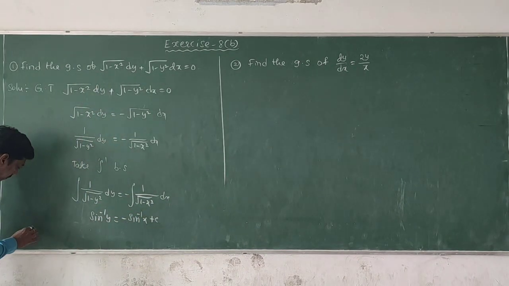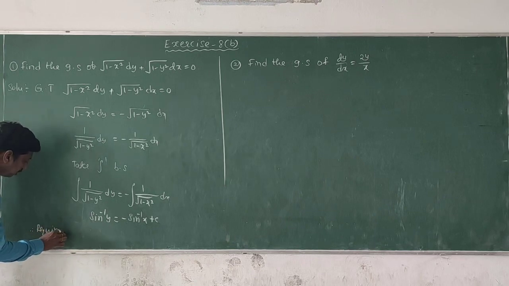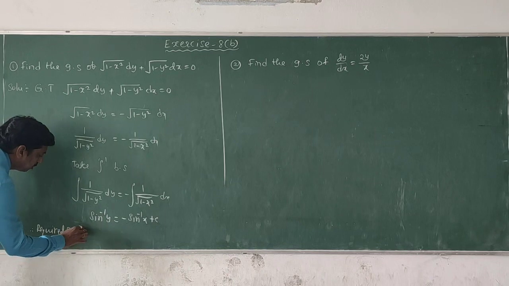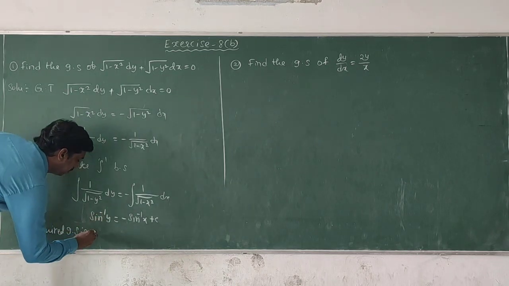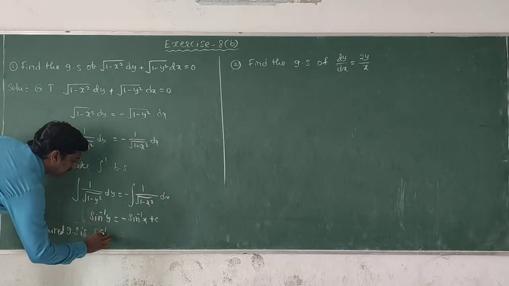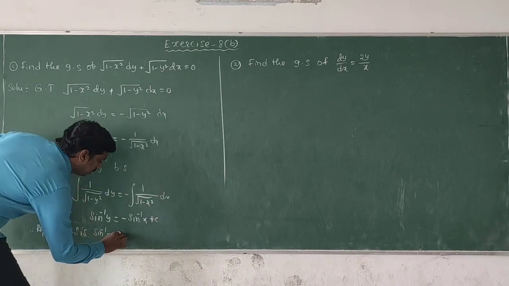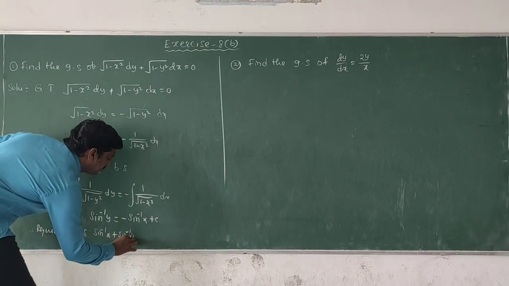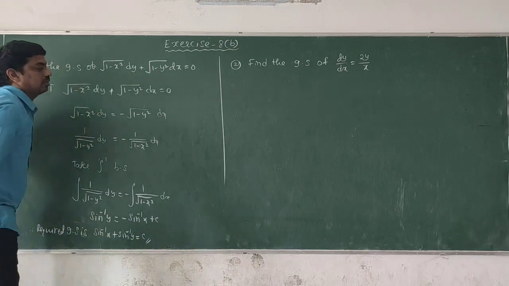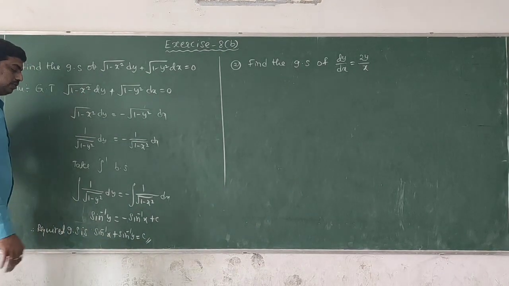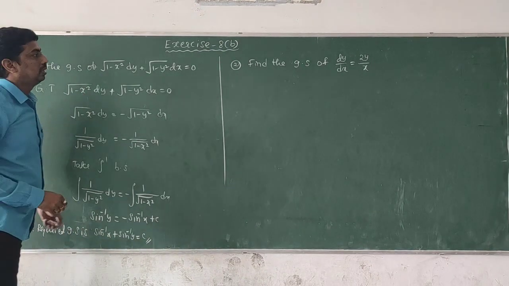Therefore the required general solution, with the minus term taken to the opposite side, is sine inverse x plus sine inverse y equals constant. That's the end of the solution. Is it clear? Right. Next one.